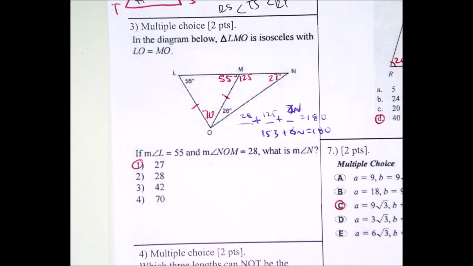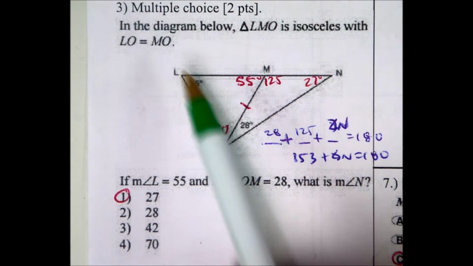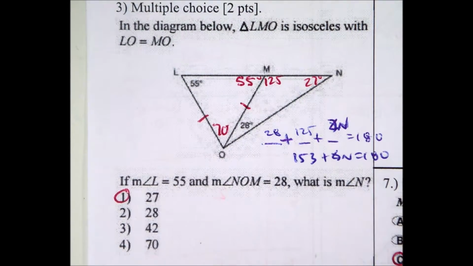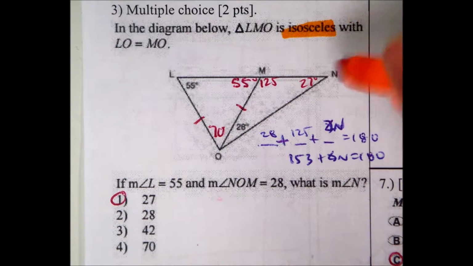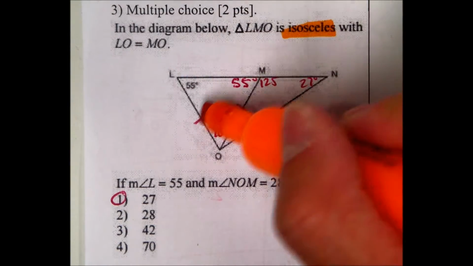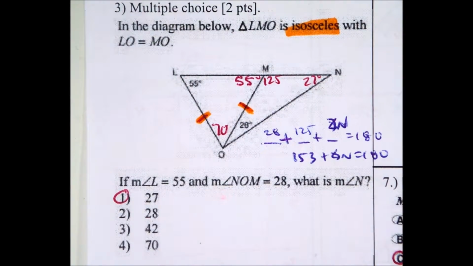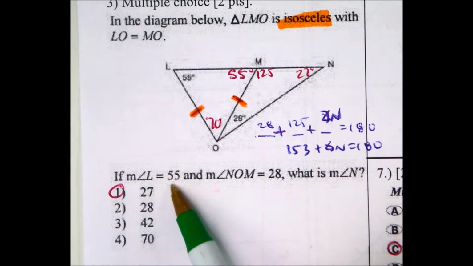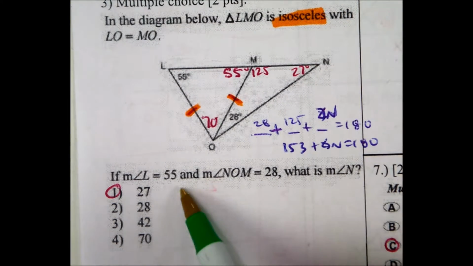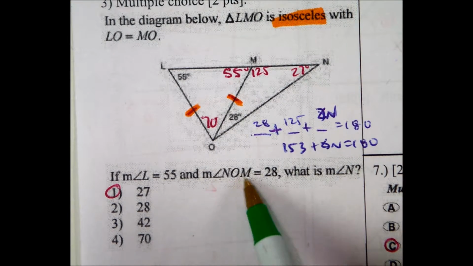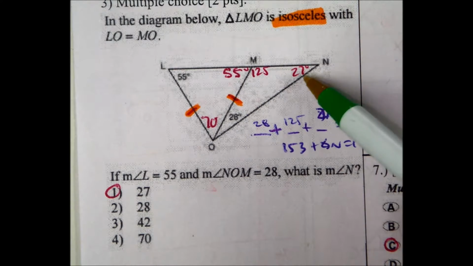Question number 3. In the diagram, triangle LMO is an isosceles. And it tells us LO is congruent to MO. So make your marks. Okay. If the measure of angle L is 55, so there it is, kind of hard to see, and the measure of angle NOM is 28 degrees, what is the measure of angle N?